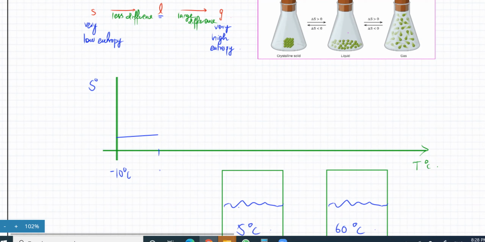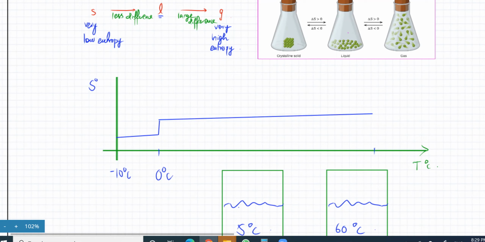But once you reach 0 degrees centigrade, all of a sudden there's going to be this jump in disorder, right? So now it has changed into a liquid, and there's this increase in disorder, and then from 0 to 100, things kind of remain almost the same, just a very, very gradual increase in disorder, not much.